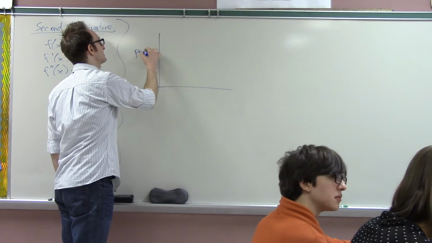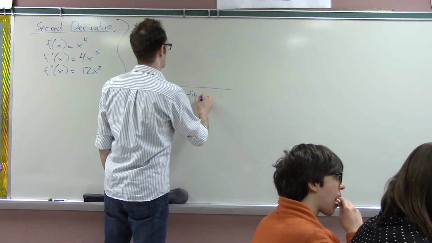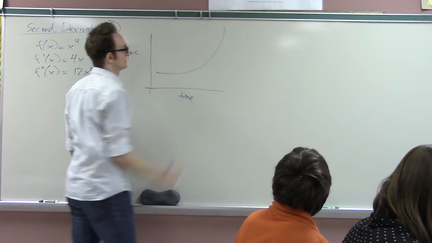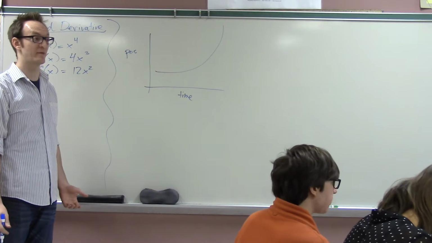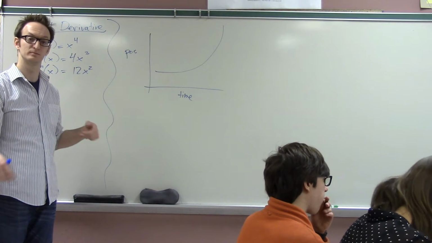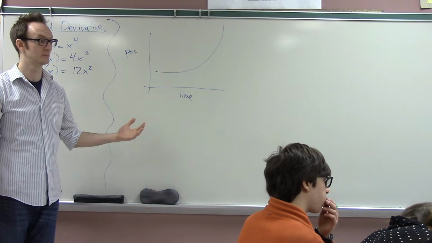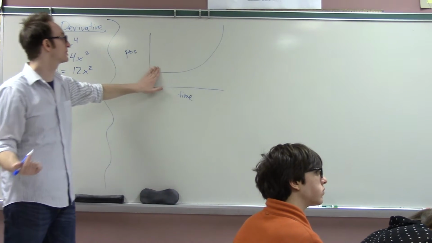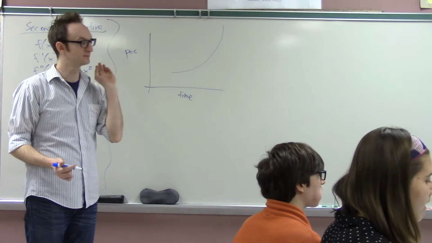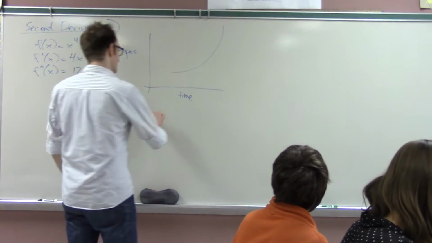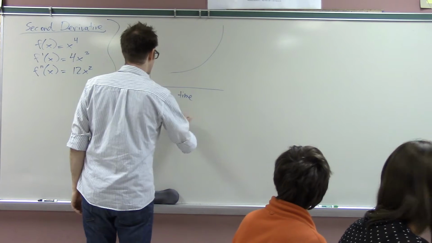So suppose we have some position versus time curve, and we now know that when we take the derivative of a position versus time curve, we get speed. Although we're going to be big boys and girls now and not say speed anymore. We're going to use a more precise word: the velocity.